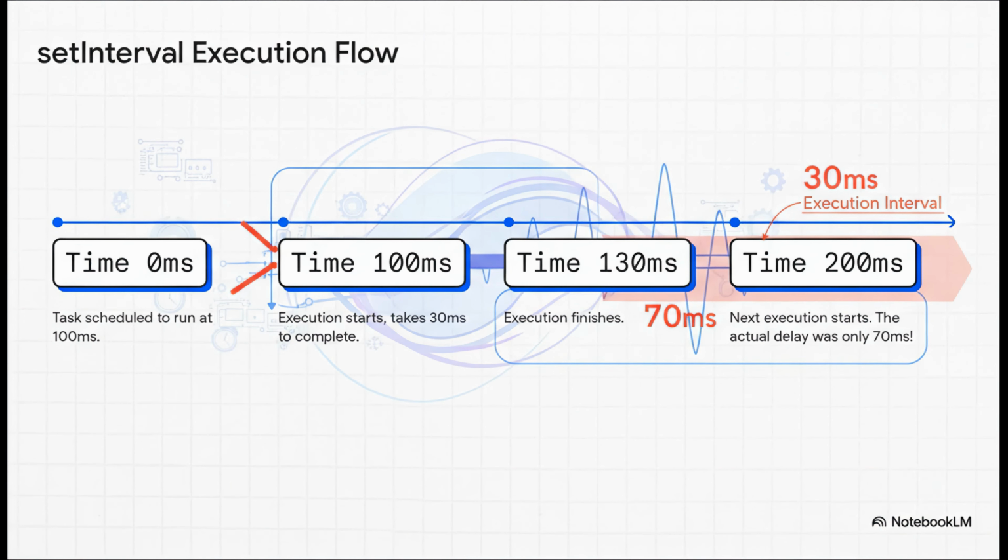This timeline just illustrates the problem perfectly. With interval, let's say our function takes 30 milliseconds to run. We told it to run every 100 milliseconds. But look, the actual pause between the end of one run and the start of the next is only 70 milliseconds. The function's own execution time is eating into our delay.